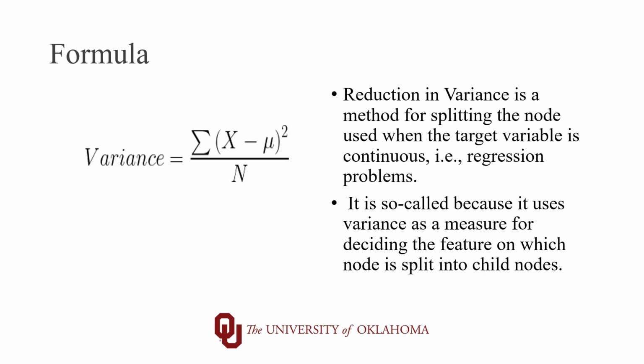Decision tree splitting is performed based on reduction in the variance as the target variable is continuous. It is so called because it uses variance as a measure for deciding the feature on which a node is split into child nodes. Variance is computed by the following formula, which you can see on the slide.